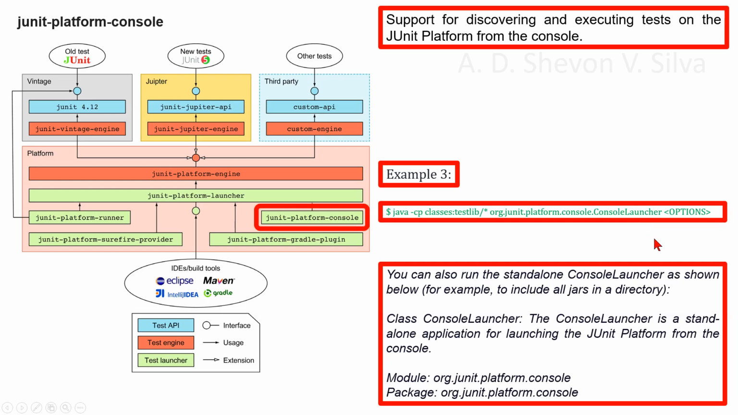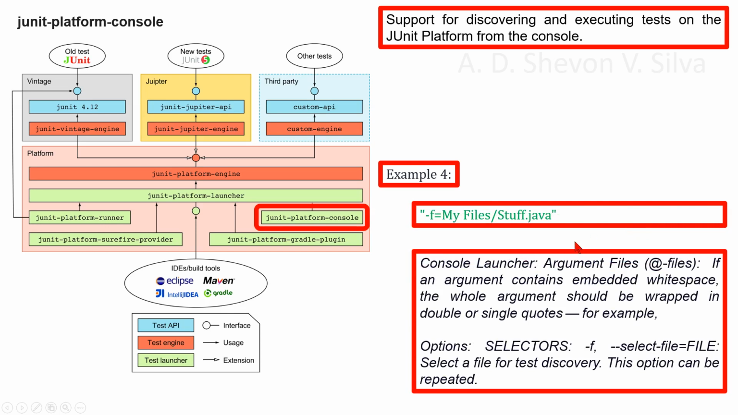Class ConsoleLauncher. The ConsoleLauncher is a standalone application for launching the JUnit Platform from the console. It's in the module org.junit.platform.console and package org.junit.platform.console. The console launcher is a command line Java application that lets you launch the JUnit Platform from the console. For example, it can be used to run JUnit Vintage and Jupiter tests and print test execution results to the console.